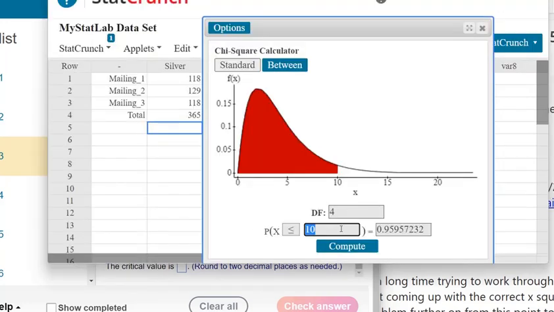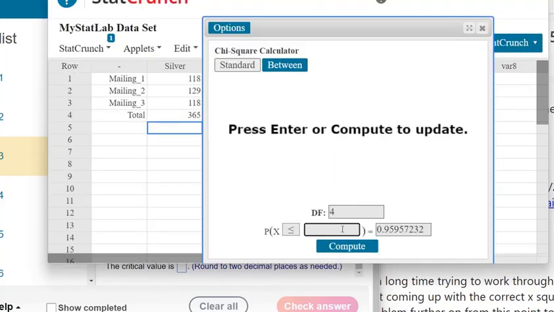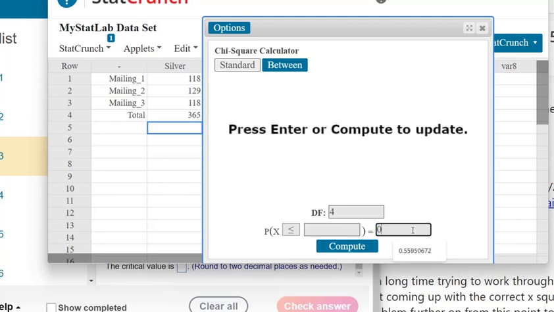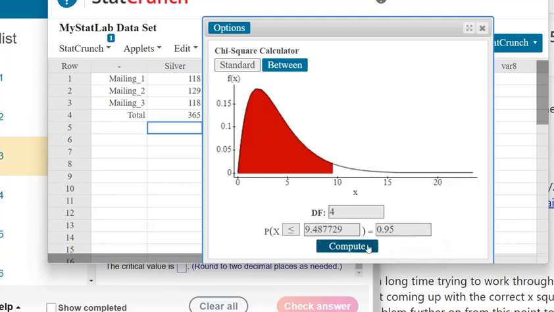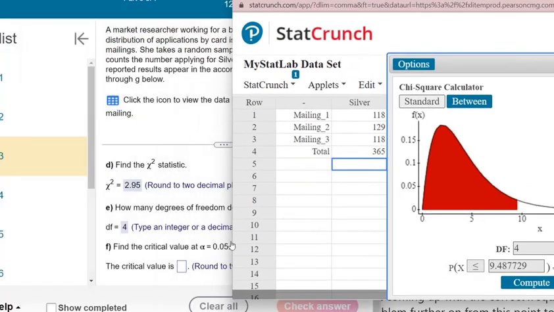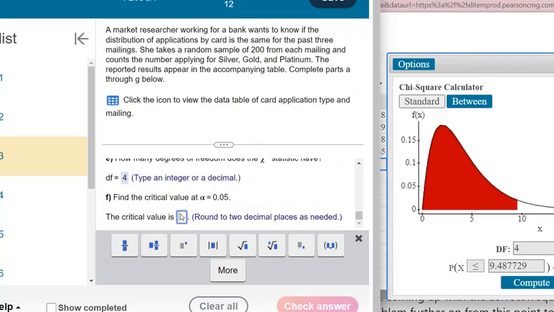1 second. Sorry, I had to refresh myself on what this is doing. You want to delete this, and you want to type in your alpha here. So that'd be the area in the tail. So if alpha is 0.05, you want 0.95. And there's our test, our critical value, I should say. So that's 9.49. We round to 2 decimal places. You get the same answer if you look it up in a table. Degrees of freedom of 4 and an alpha of 0.05.